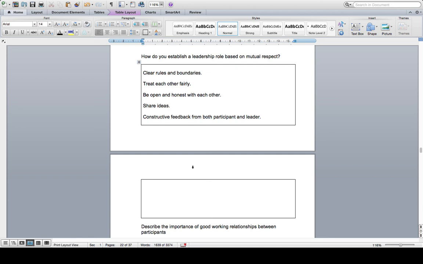If somebody does something wrong and you sanction them, you need to make sure that you do the same thing if somebody else does it wrong. You can't have one rule for one and one rule for another. You need to have clear rules and boundaries and make sure you stick to them.